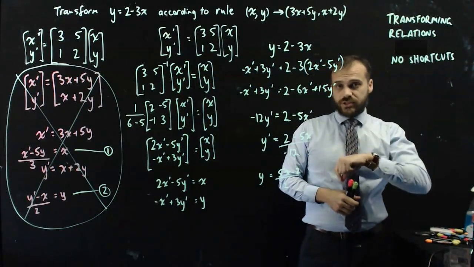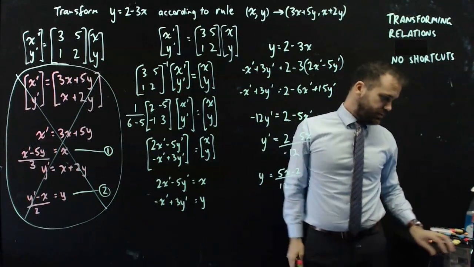Okay, that is transforming relations. It's part 3, no shortcuts. Ta-da!